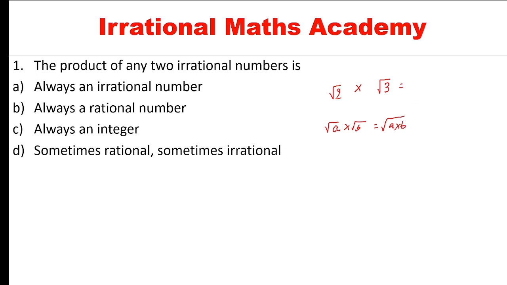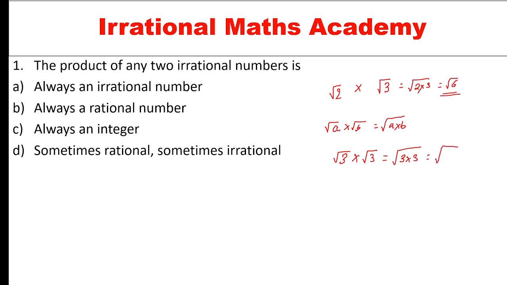Let us assume this is my A and this is my B. What I'll get here? 2 into 3, root 6. So root 6 is an irrational number. Don't get to the conclusion now. One more. Let me take root 3 into root 3. Here root 3 is an irrational number and root 3 is an irrational number. They didn't say we should not take the same irrational numbers, right? So what happens here? Root 3 into root 3.